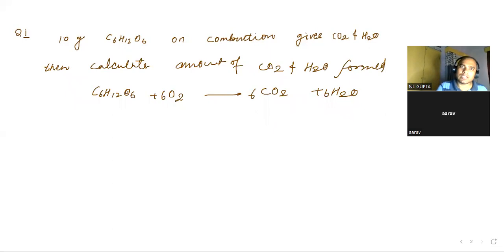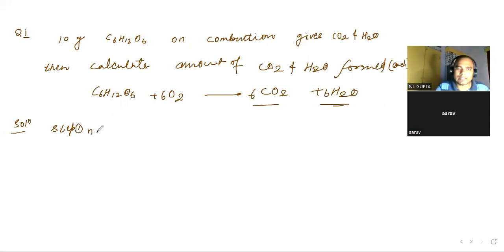Now they are asking to find the amount of CO2 and H2O separately. Here you can write that is each. So how can we do it if you talk about the solution? Step number 1. Can you tell me the step number 1? What is the step number 1? Calculate number of moles.